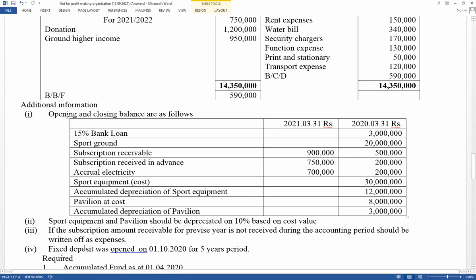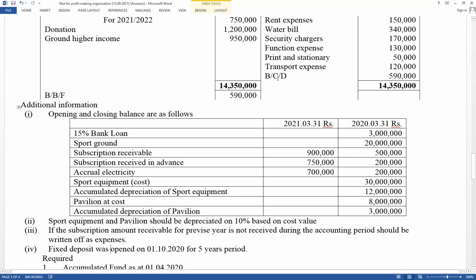And next one, fixed deposit was opened on 1st October 2020 for a 5-year period. Think how many months available during the accounting period. Therefore, fixed deposit is not available the entire year. It is relevant for fixed deposit income calculation. From 1st October 2020 to 31st March 21, think how many months the fixed deposit is available.